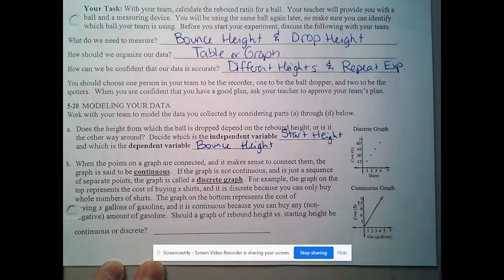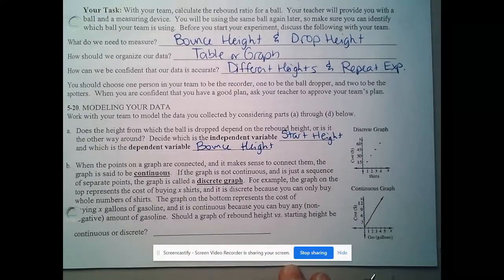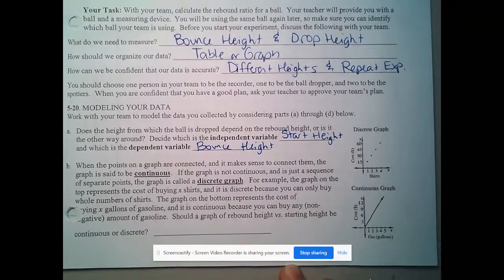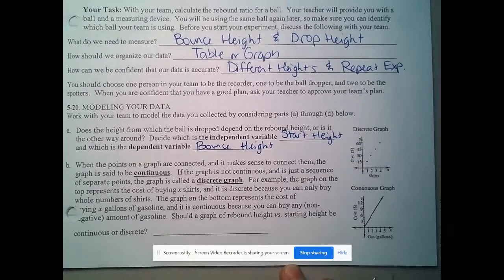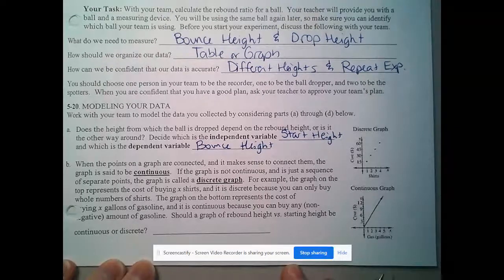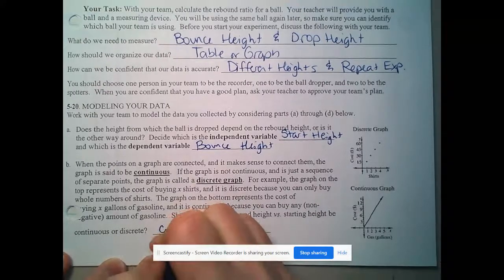So should our rebound height graph be discrete, where we've got whole numbers, things that we are counting, or should it be continuous, where it's something that we're measuring? And very clearly, the fact that we would have to have a meter stick or a yardstick tells us that we're measuring. It should be continuous.